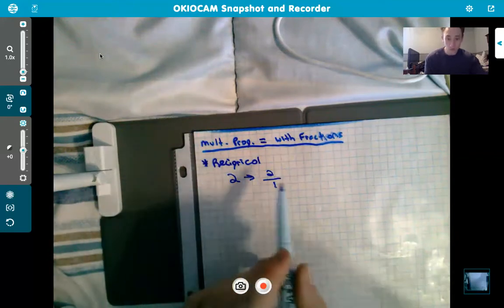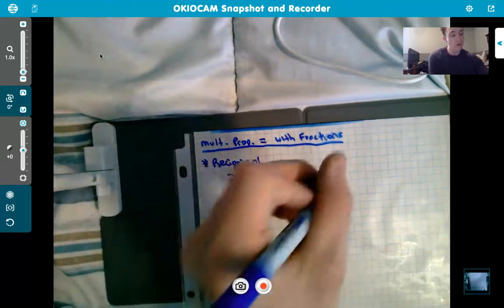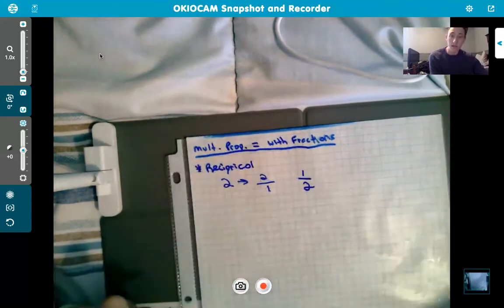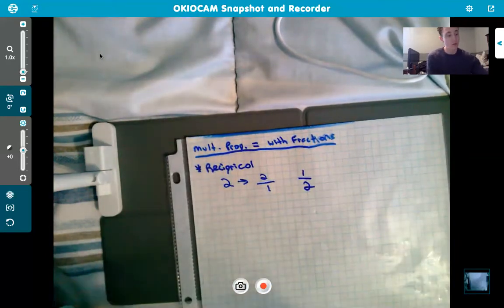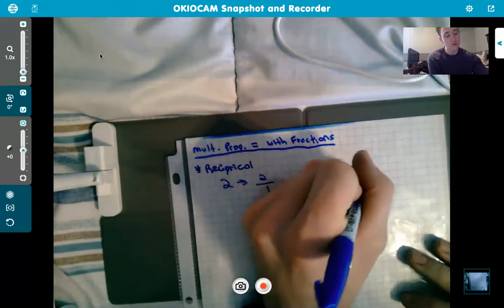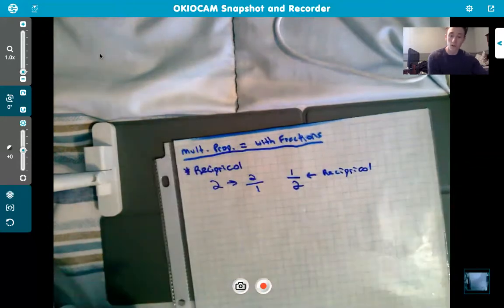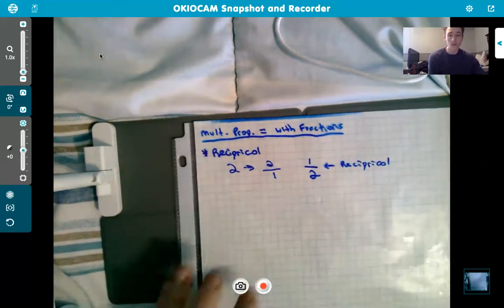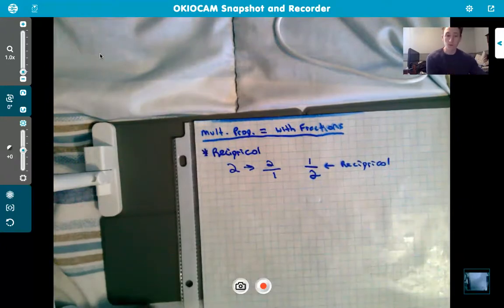Well, the reciprocal of 2 over 1 would then be the opposite of that fraction. So we take the fraction and we flip it, okay? And this here is what's called my reciprocal of that whole number. Okay. And what we can do is take a look at any reciprocal of any whole number or fraction, because it's going to eventually help us when we start to multiply.